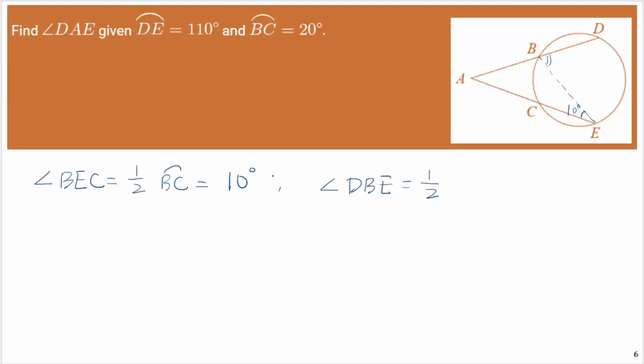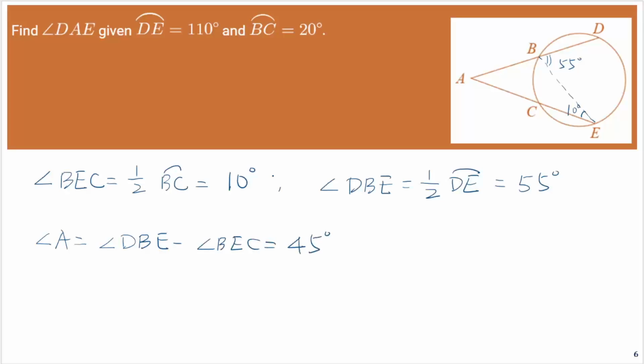So that equals 1/2 of the corresponding arc DE, which is 55 degrees. And also, if you consider triangle ABE, this angle here, DBE, is the external angle of angle A and angle AEB, right? Therefore, we have angle A is just angle DBE subtracted by the other angle BEC, and that gives us 45 degrees, right? So this angle here, the desired angle, is 45 degrees. Did you get it?